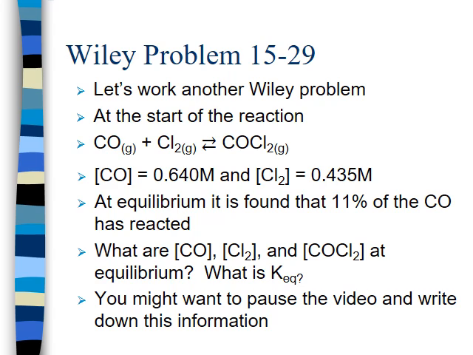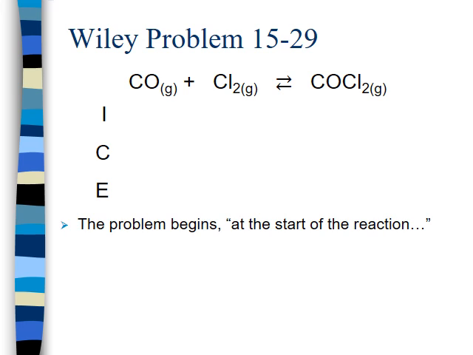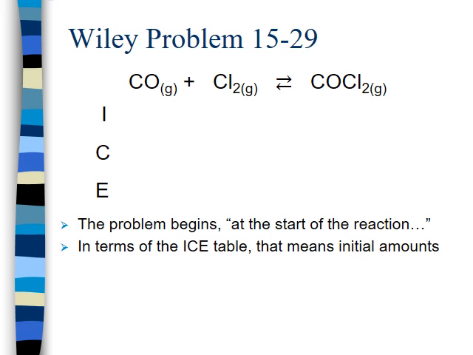The main thing we want to do is organize our information. The ice table allows us to do that. There's our reaction, there's our I, C, and E. So they say at the start of the reaction, well, I'm going to put that under initial. Carbon monoxide, 0.640 molar. Chlorine, 0.435. And if the reaction is just starting, we have no phosgene.